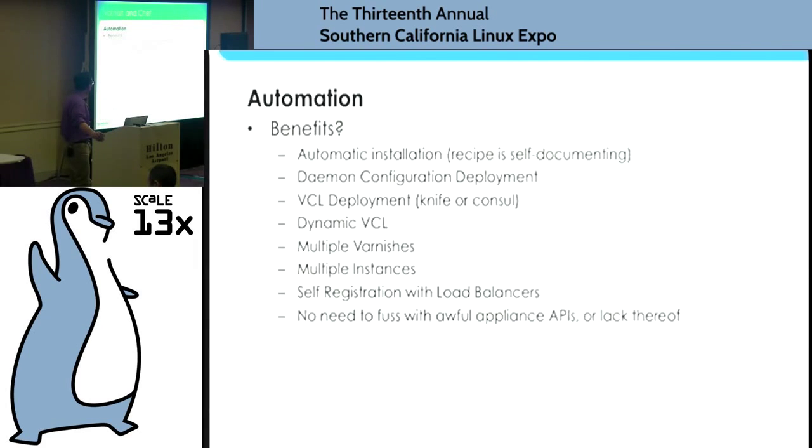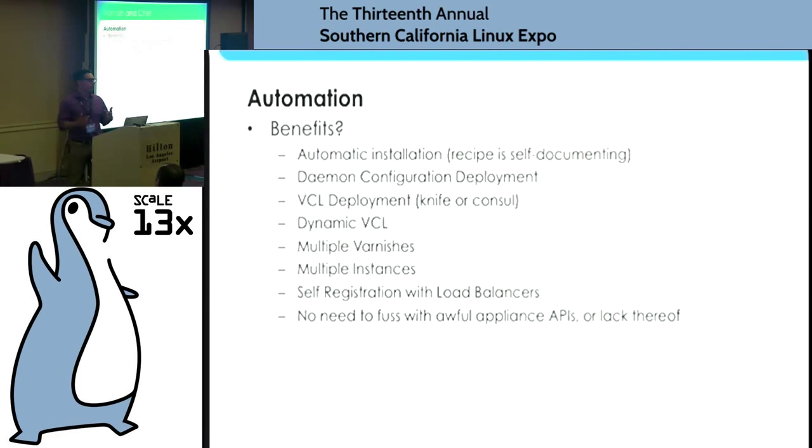Dynamic VCLs. Again, I mentioned templates. The idea of using a template is great, because I'll show this later, how you can essentially go through and generate specific things and push them out quickly. If you're doing multiple Varnishes, obviously this is important. You can also get cookbooks or develop a cookbook that loops through something and deploys multiple instances of Varnish on one node.